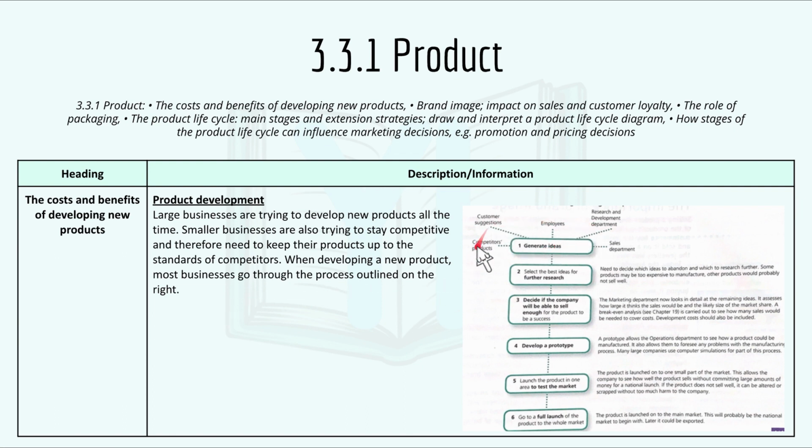Number 1, we have the different inputs to generate ideas and select the best ideas for further research. Decide if the company will be able to sell enough for the product to be a success, and develop a prototype, like a proof of concept. And number 5, launch the product in one area to test the market. And number 6, go to a full launch of the product to a whole market.